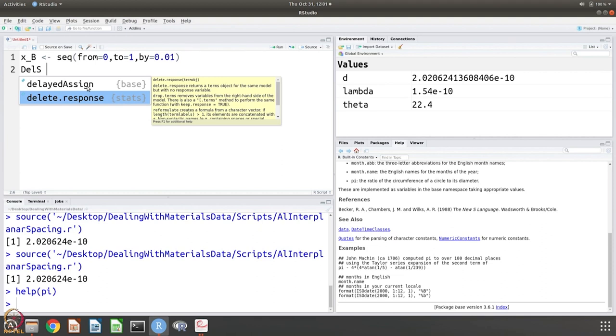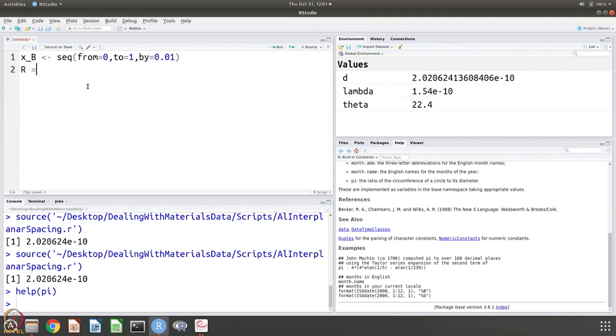Before that I need to get R. So, let us say R is equal to 8.314. Okay. And del S is nothing but R into X underscore B into log of X underscore B plus 1 minus X underscore B into log of 1 minus X underscore B.